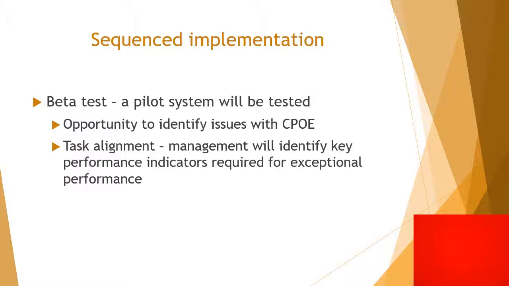Now let's talk a bit about sequenced implementation. Of course, it would be impractical to simply roll out CPOE on day one, with no training or evaluation of that process. So we will do what's called a sequenced implementation. We're going to start with a beta test, a pilot CPOE system that we will be testing, working alongside our current system. We're going to do this to collect data and get an idea of what's working, what's not working. It's an opportunity to identify issues with CPOE before we roll it out for a complete change.